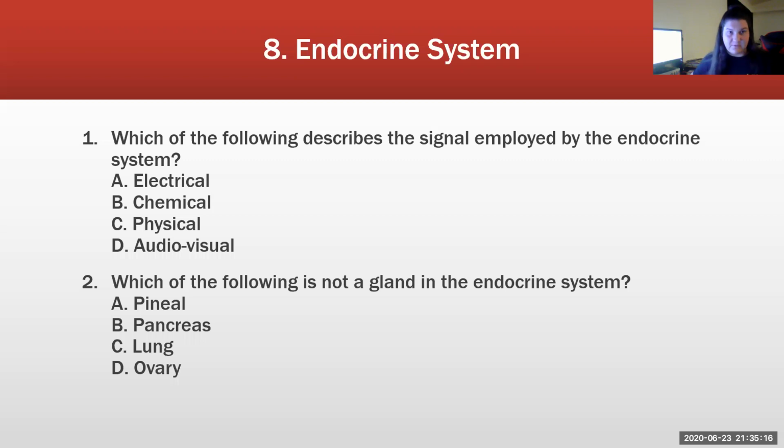Anyway, moving on. So which of the following is not a gland in the endocrine system? The pineal, pancreas, lung, ovary. The lung is not a gland in the endocrine system. The pineal gland, this is how I remember it: when people go to bed at night, they kneel to pray. So pineal helps you get ready for bed, for sleep. It produces melatonin. Pineal, melatonin, pineal, sleep. Pancreas produces several important hormones, specifically insulin. And the ovary is a gland that produces estrogen. It's lung. That's not a gland in the endocrine system.